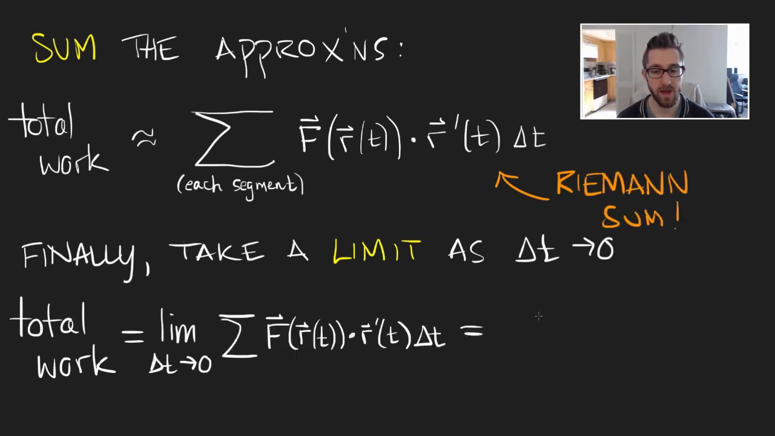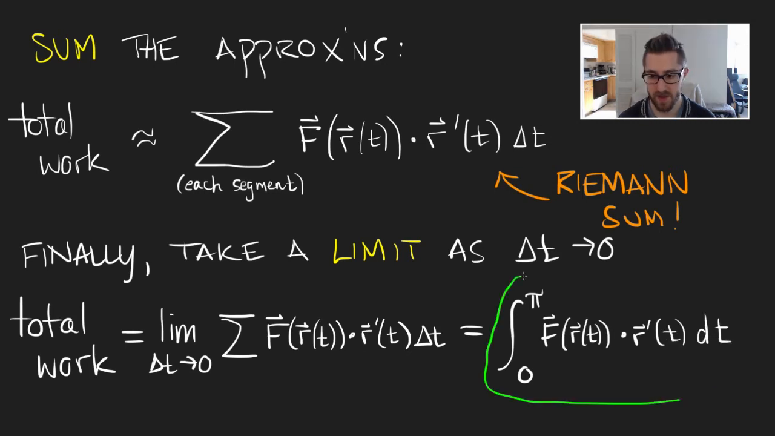And the limit that we'll get will be an integral. It's going to be an integral over the interval that we slice into pieces, which for this specific example was the interval from 0 to pi. And the function that we're integrating is f of r of t dot r prime of t, and then we have a dt. So this here is the formula that we'll use to compute line integrals.